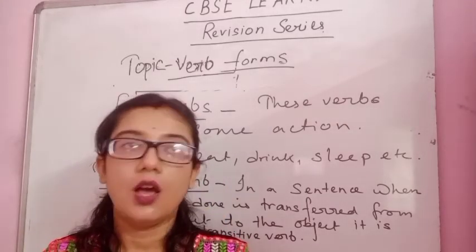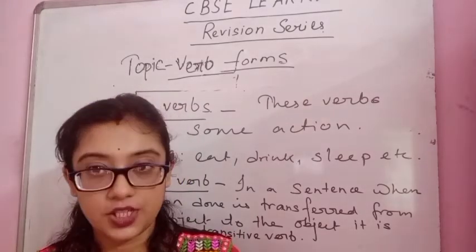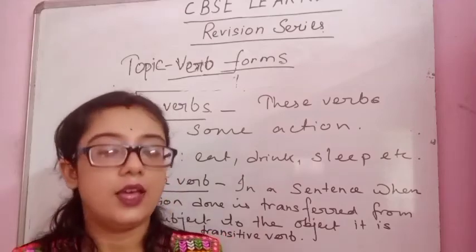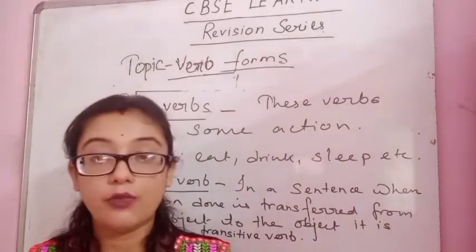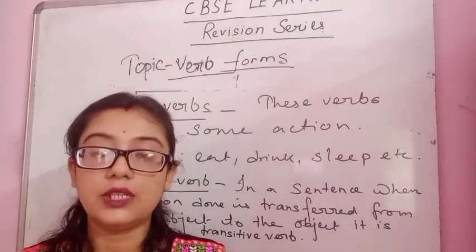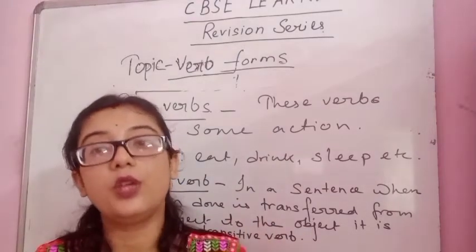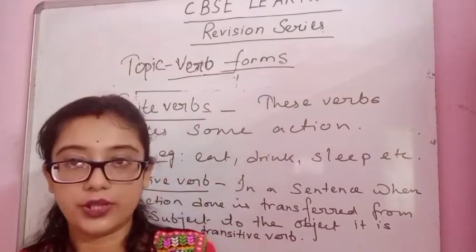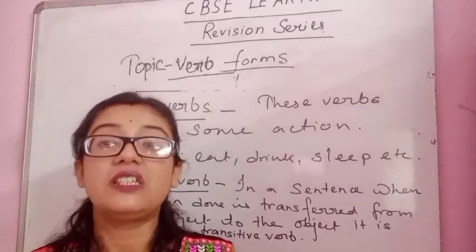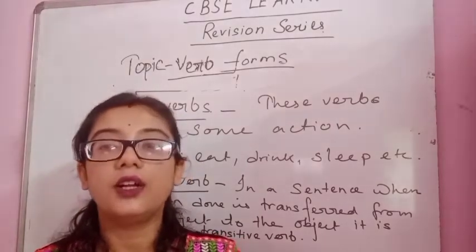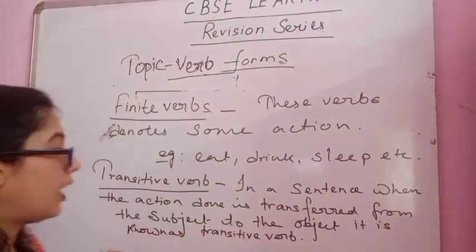For example, take: she sings a song. What is she singing? She is singing a song. In my upcoming videos, I will teach you active voice and passive voice. When you need to convert active voice to passive voice, only if it has a transitive verb can you convert it into passive voice. If it has an intransitive verb, that means if it has no object, you cannot convert it into passive. So it is very important to have a transitive verb in a sentence.